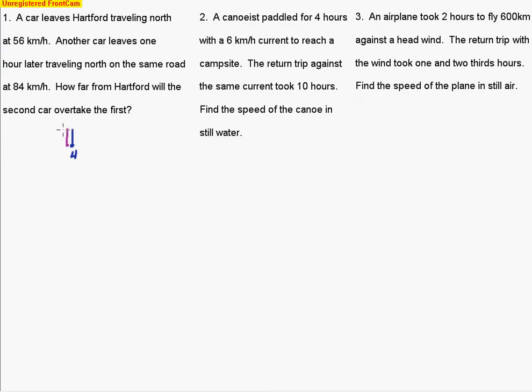What that tells us is that if the second car overtakes the first, they've gone the same distance. That means this distance right here is equal. The two cars will have traveled the same distance when the second car overtakes the first. And that's critical here. Actually, they give you that as a hint. So we're going to use that concept when we are solving this.